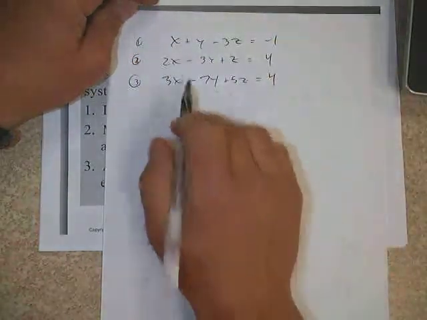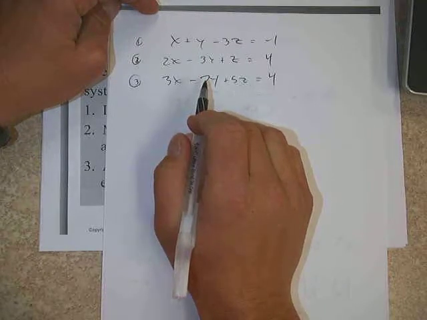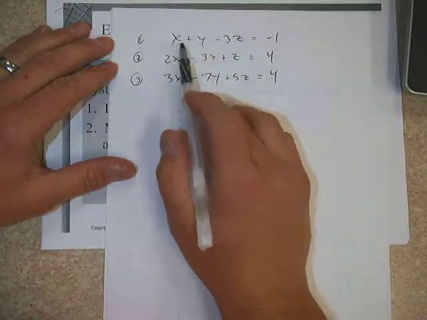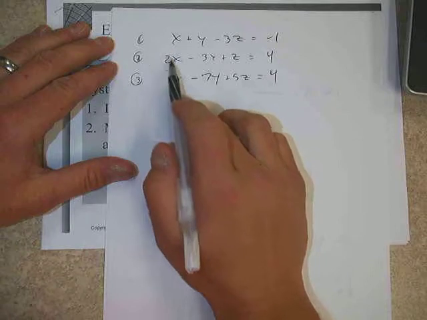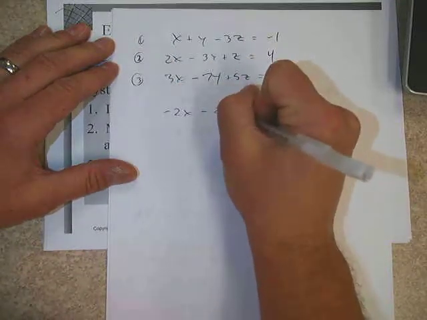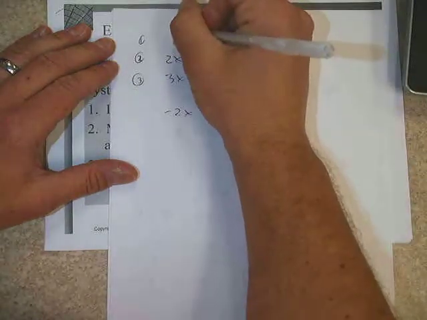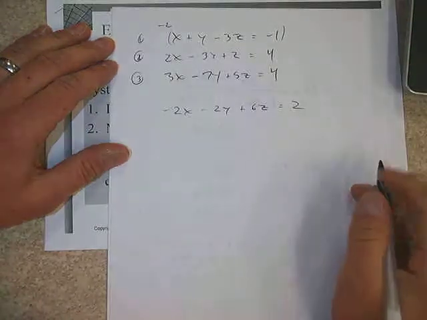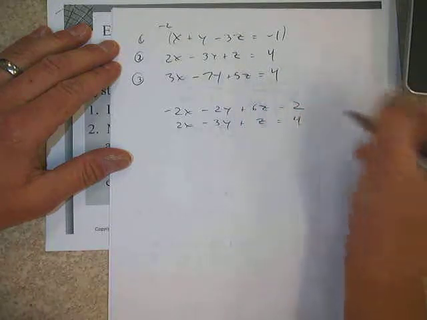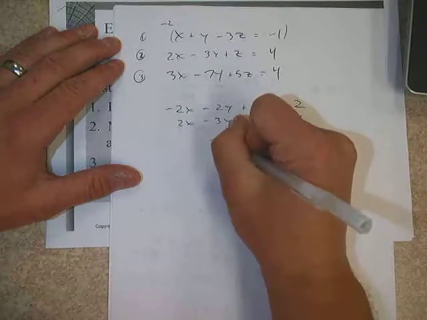Alright, so the process is going to be this. I'm going to number these: 1, 2, and 3. I'm going to take numbers 1 and 2, and again, you can choose any two; I'm just picking 1 and 2 for argument's sake. I want to eliminate x, so I'm going to take number 1 and multiply it by -2, because that's going to put -2 in my x column. So I get -2x minus 2y plus 6z equals 2. I'm going to match that up with the number 2 equation.